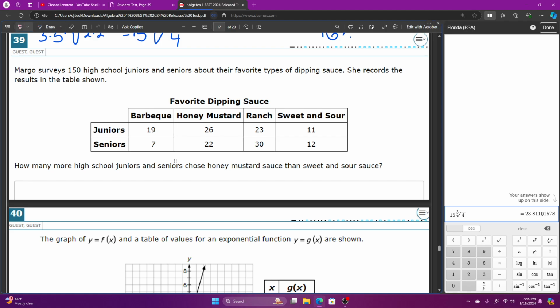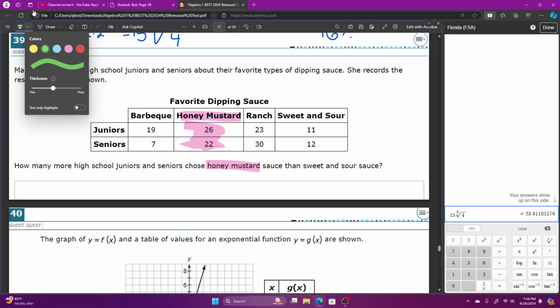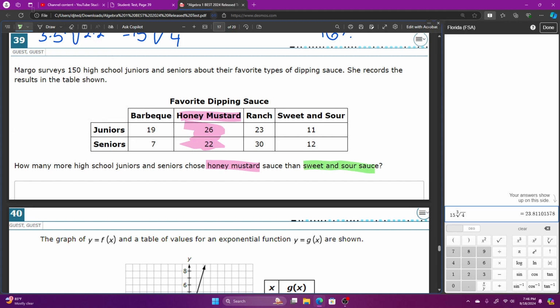So we want to see how many picked honey mustard. Why did I make that pink and not yellow? Oh, lost opportunity. And sweet and sour sauce. Juniors and seniors. So what do we need to do to solve this? I told my class today, this looks really familiar from a 5th grade math question when I taught 5th grade.